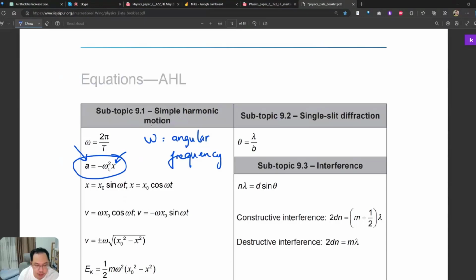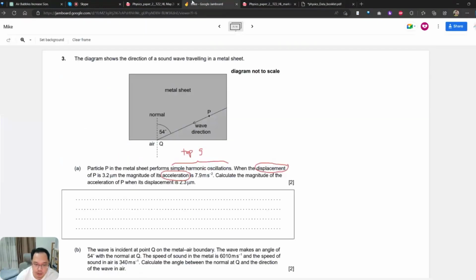According to this equation, the acceleration is proportional to the displacement, which means when the displacement is halved, the acceleration will also be halved. In this case it's not half, but the displacement decreases from 3.2 to 2.3. Let's substitute in the digits. Just use that formula. State that the acceleration is proportional to displacement, and therefore we can calculate the new acceleration.